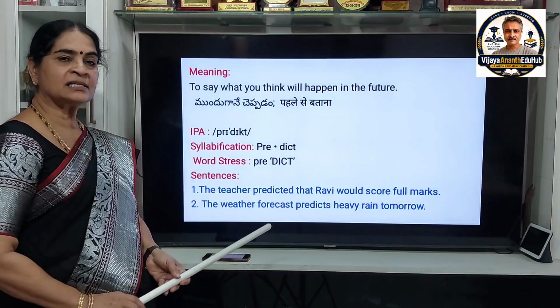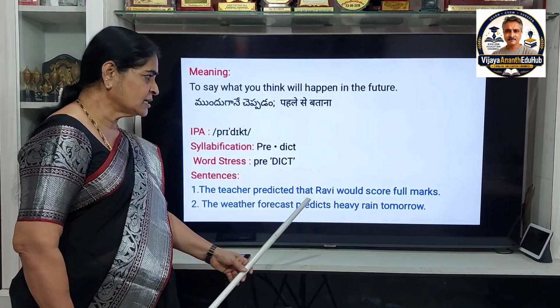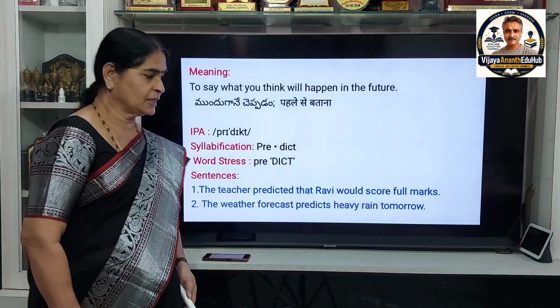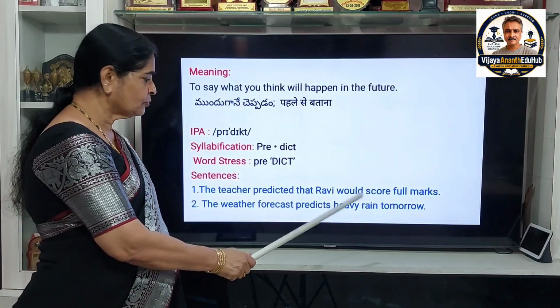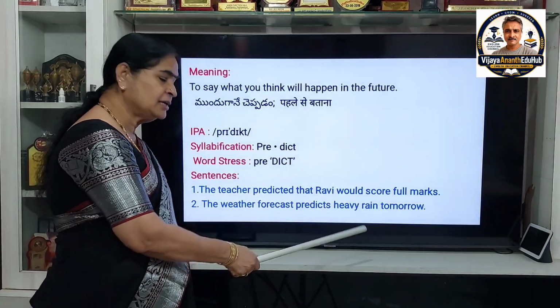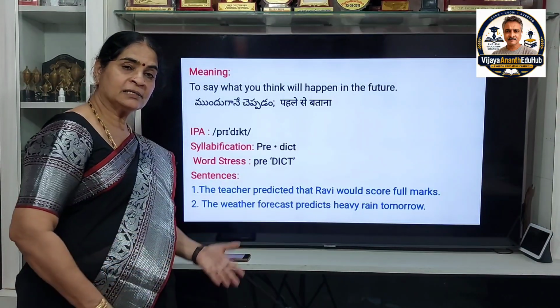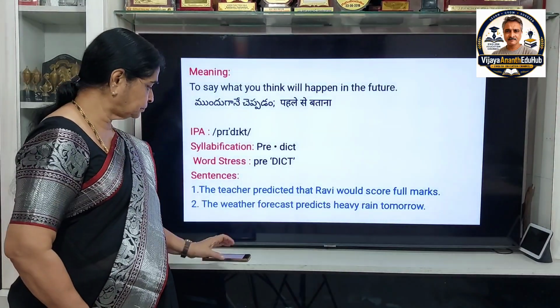And there are some sentences with the word predict. The teacher predicted that Ravi would score full marks. The weather forecast predicts heavy rain tomorrow. Predict means saying something before it happens.